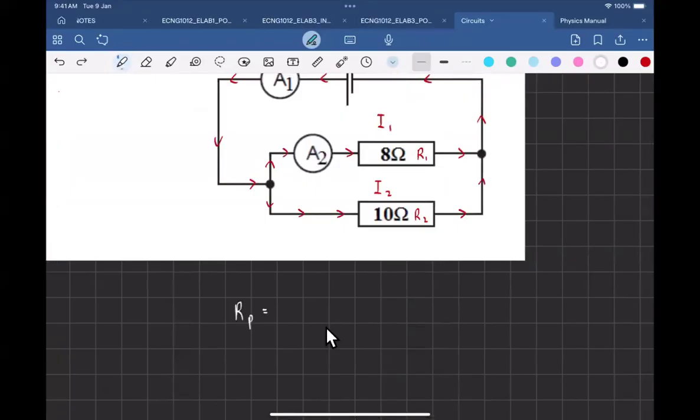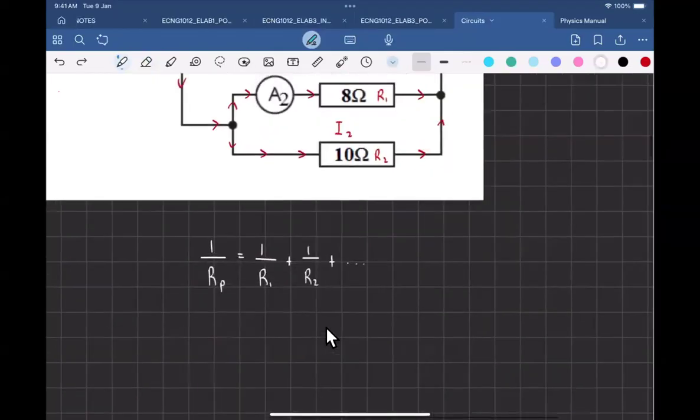What's the formula we're going to use to find the total resistance? V plus R. Wait, no. For series, you use R1 plus R2 plus R3. For this one, you're going to use the formula 1 over Rp is equal to 1 over R1 plus 1 over R2, etc. So this formula is a bit harder.